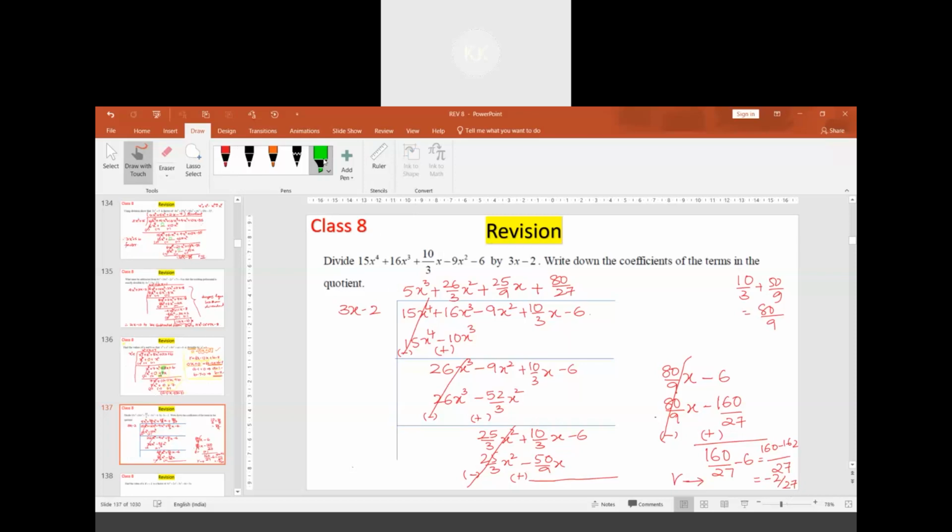Now, according to the question, we have to write the coefficients. The coefficient of x cube is 5. The coefficient of x square is 26 by 3. The coefficient of x is 25 by 9. This term I am not highlighting, because it is the constant term and they asked only for the coefficients, so I have highlighted only the coefficients. Now you have understood it slightly better.